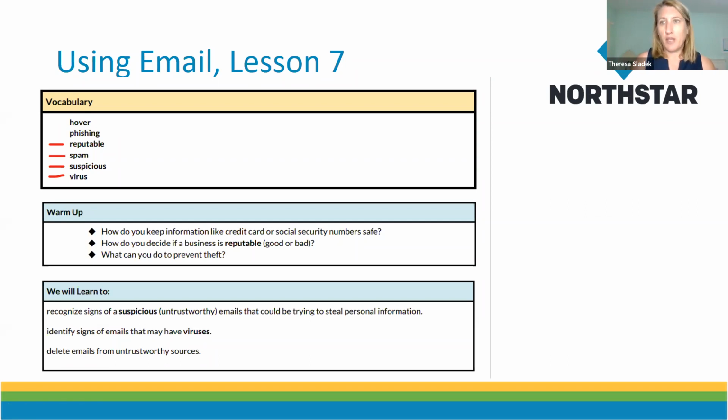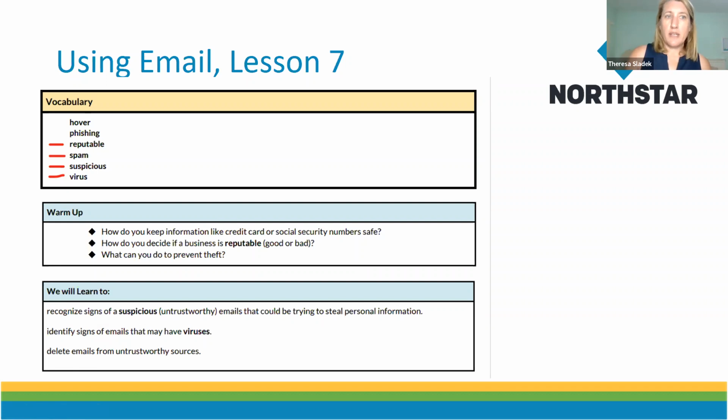What I would normally do is, since we have a big group, I won't have you all on mute, but I would go over the words. The first word is actually going to be this one that starts with a P. I would say this word is phishing. And then I'd have you repeat after me.